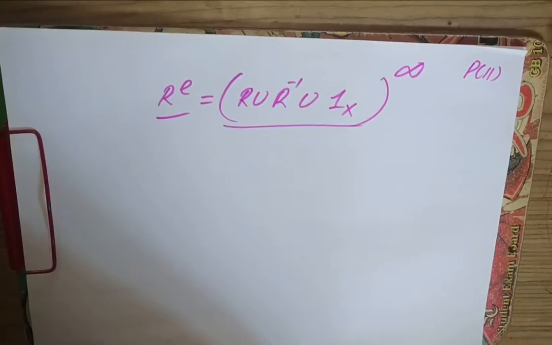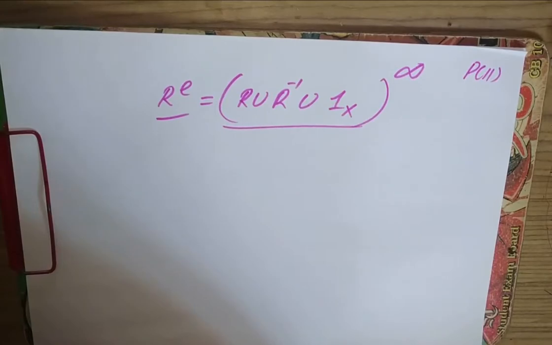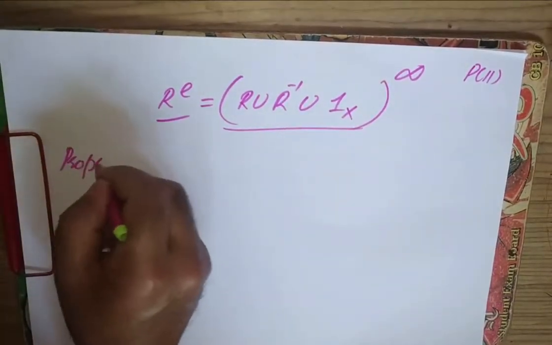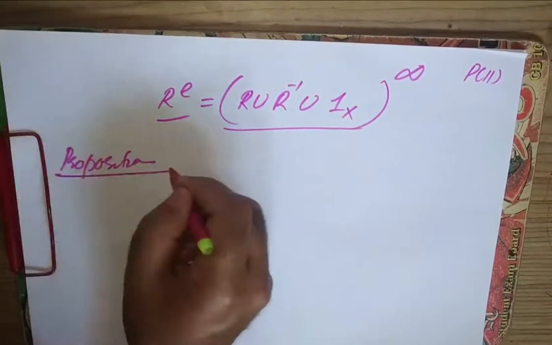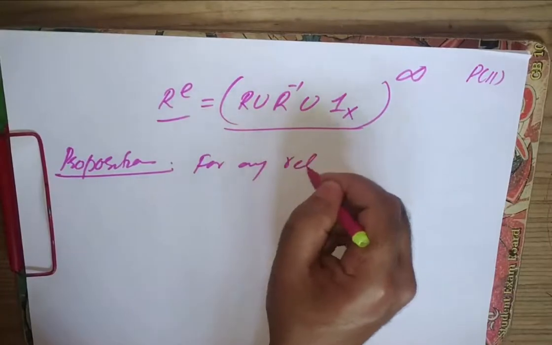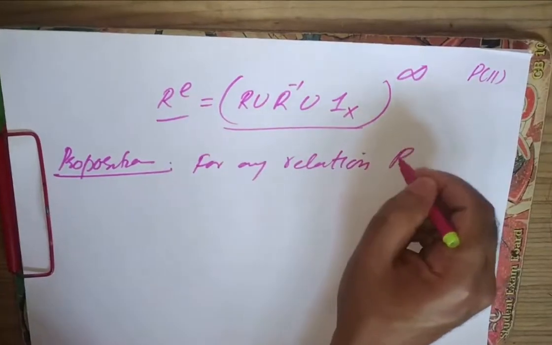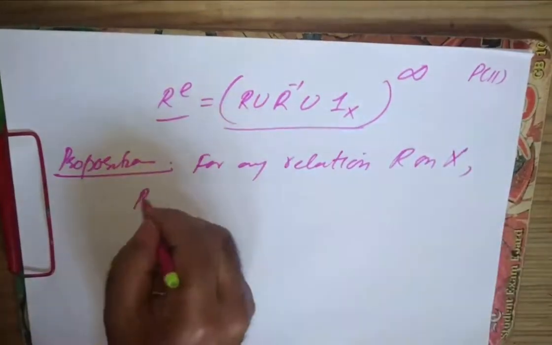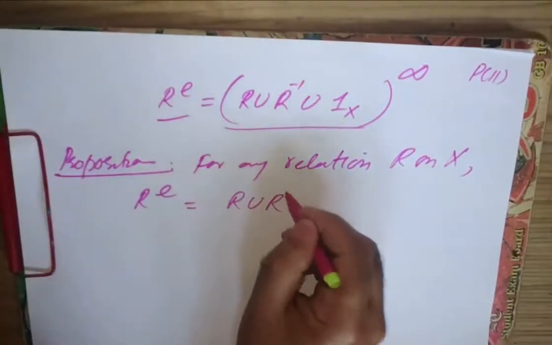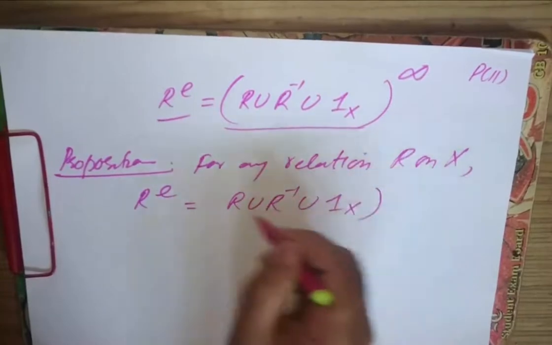So we need to prove this theorem. Let's write the statement of this proposition. For any relation R on X, we show that the smallest equivalence containing R is equal to R union R inverse union identity, power infinity.